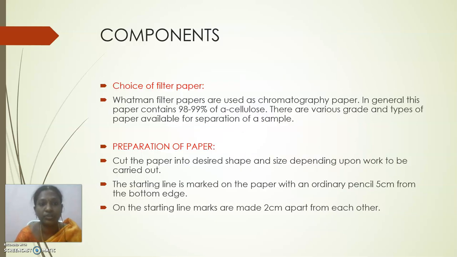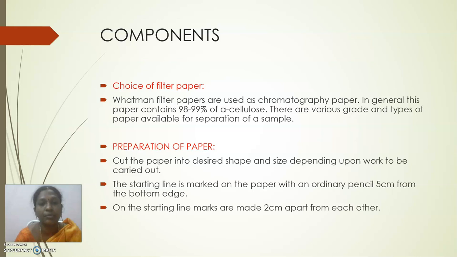So these are all the components of paper chromatography. The first is the choice of the filter paper. Whatman filter paper is being used for the purpose of chromatography. In general, this paper contains 98 to 99% of cellulose, and there are various grades and types of paper which are available for the separation of the sample.